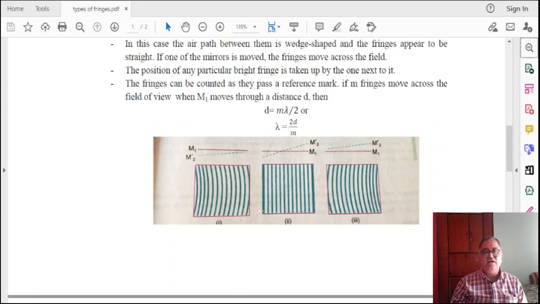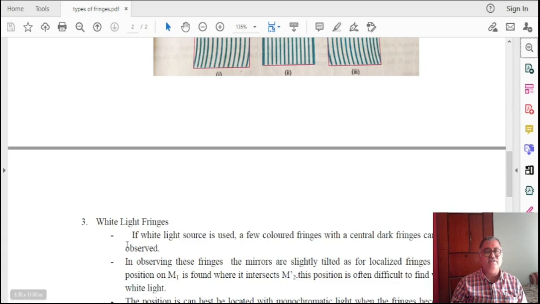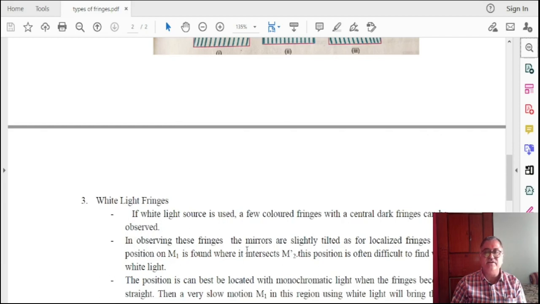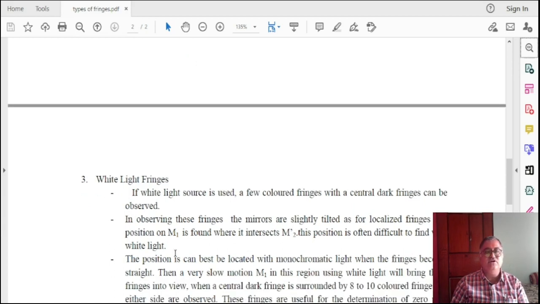Now the third and last type of fringes is white light fringes. When we use a white light source, a few colored fringes with a central dark fringe can be observed. In observing these fringes, the mirrors are slightly tilted, as we did for the localized fringes, and the position on M1 is found where it intersects M2 dash. This position is often difficult to find with white light.